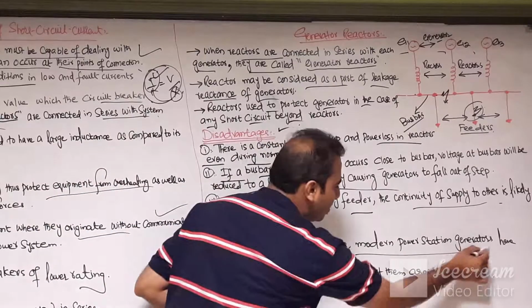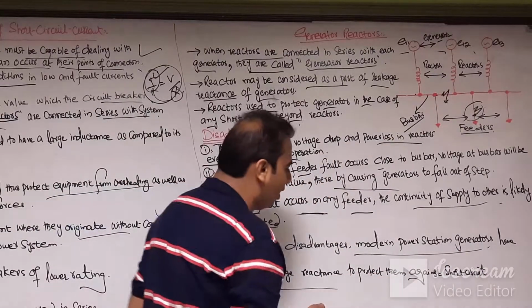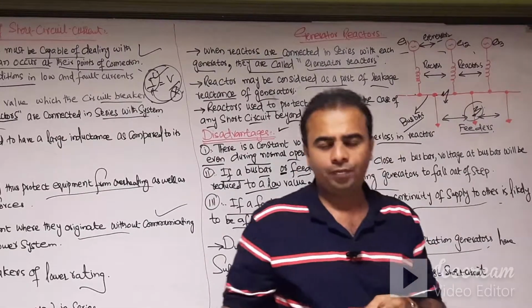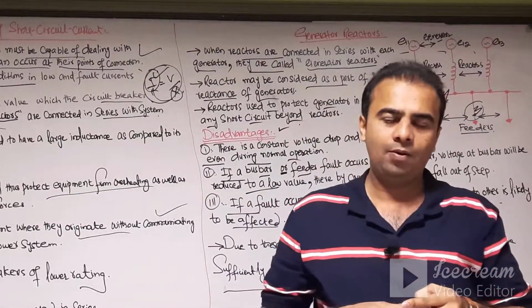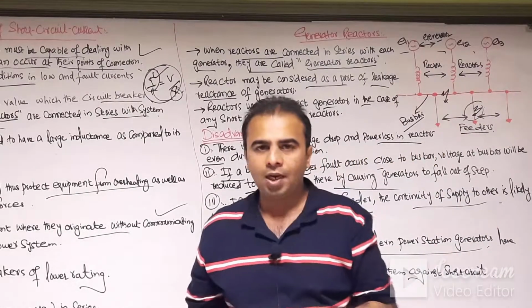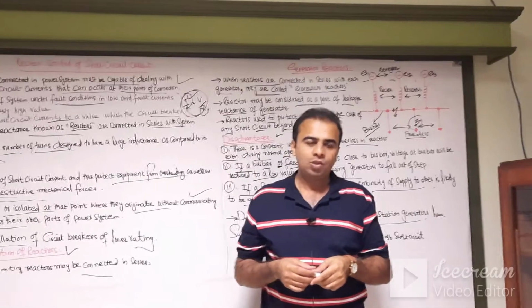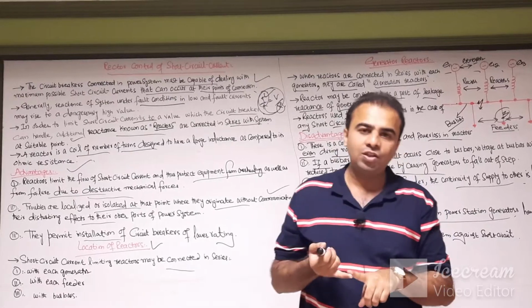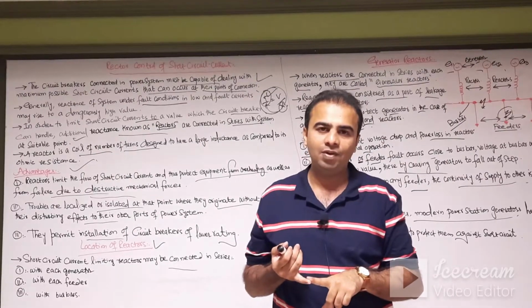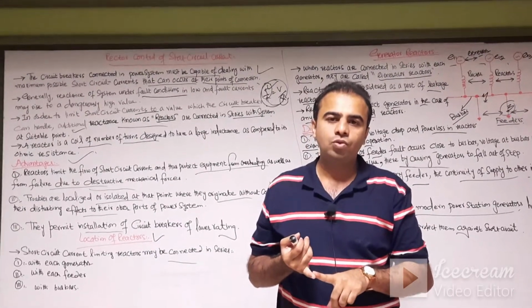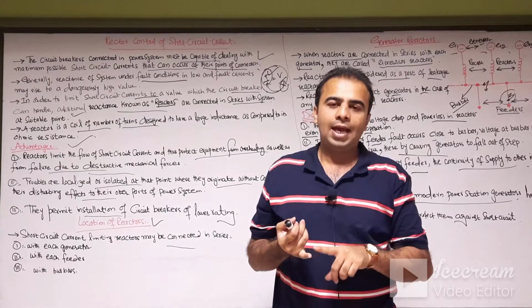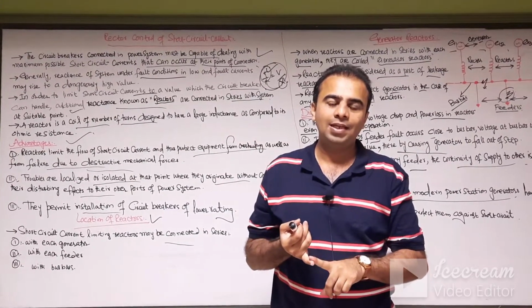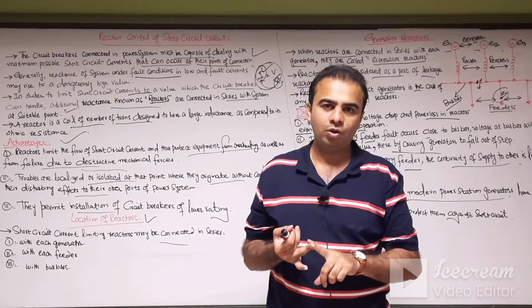Modern power system generators have sufficiently large reactance to limit the short circuit current. So this was the lecture regarding the reactor. If I summarize the lecture: what is the function of the current limiting reactor in the power system? It is used to limit the short circuit current, and it is always connected in series with the equipment which is to be protected.